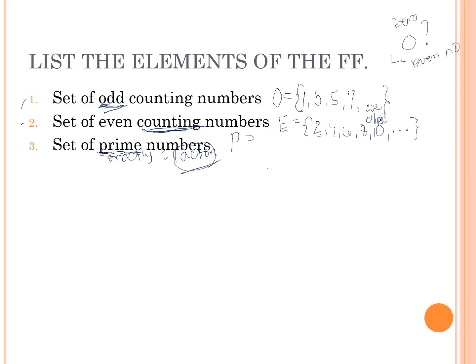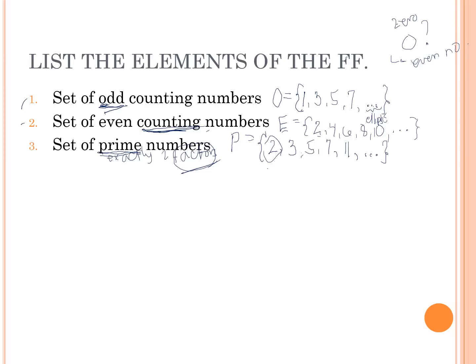So we have set P, and then we use braces, and the lowest prime number or prime counting number is 2. Followed by 3, since 2 can be divided by 2 and 1, 3 can be divided by 3 and 1 only, followed by 5, 5 has only 2 factors, followed by 7, and followed by 11, and I will use ellipses. Okay, so that is the set of prime numbers starting from 2.